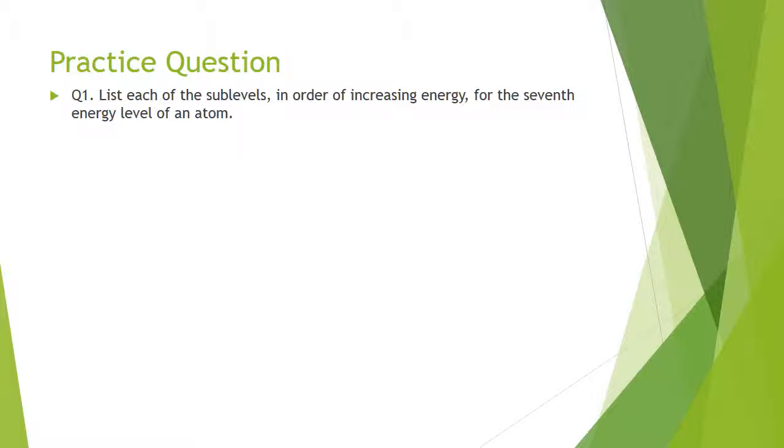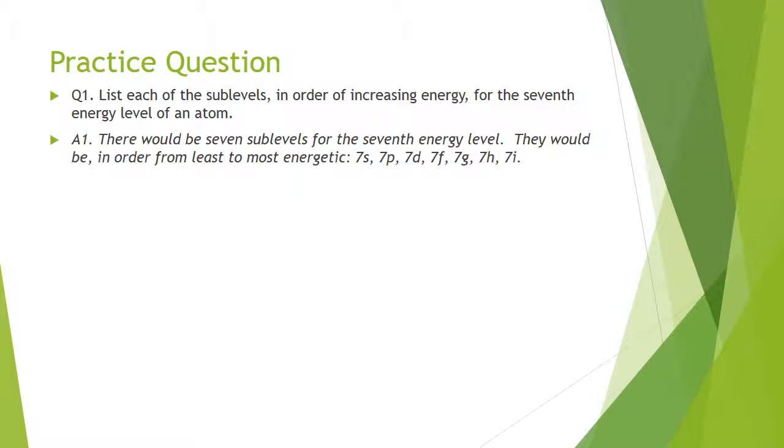So you've had a chance to answer this. Hopefully you recognize that there would be 7 sublevels for the 7th energy level, and those would be in order from least to most energetic: 7s, 7p, 7d, 7f, and then beyond that, recall they just go in alphabetical order, so 7g, 7h, and 7i. So that whole idea of increasing energy with each sublevel continues beyond f. If we were to keep going, if we had like 10 energy levels, after i it would be j, k, l, etc. I forgot the alphabet there for a second.